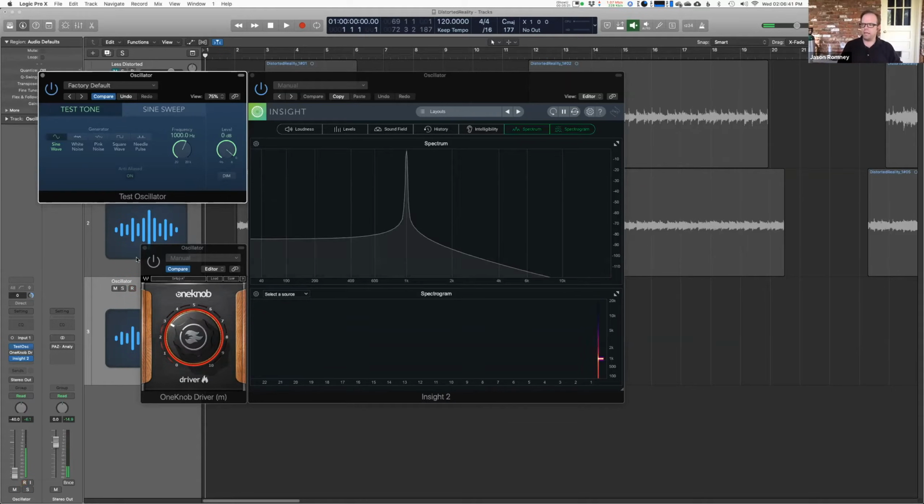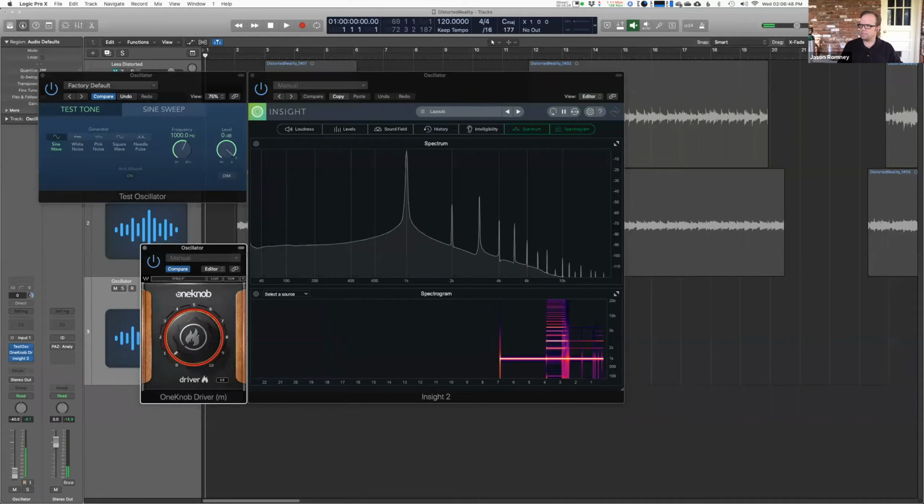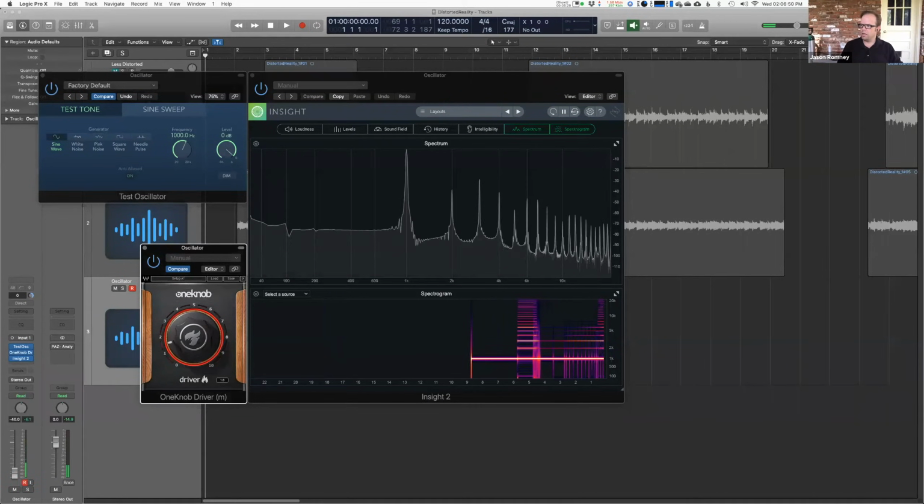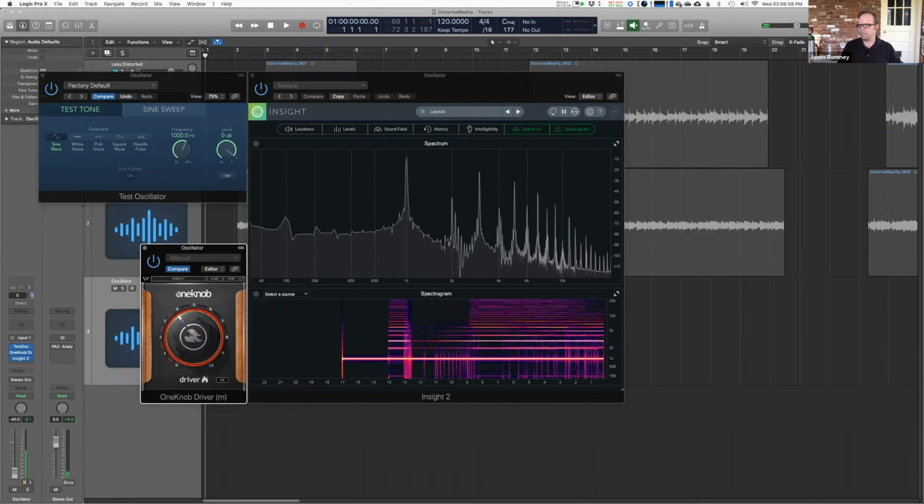Let's compare it again using the distortion plugin. You see, I get that same thing. So the only thing is with the distortion, I'm getting more harmonics than I was getting with the square wave. So there's a little bit more going on here, but it's the same basic concept.